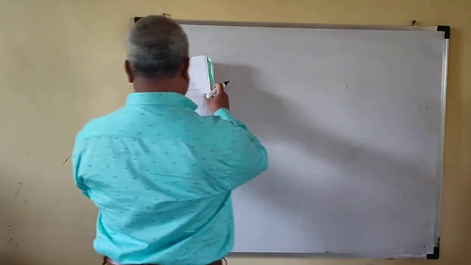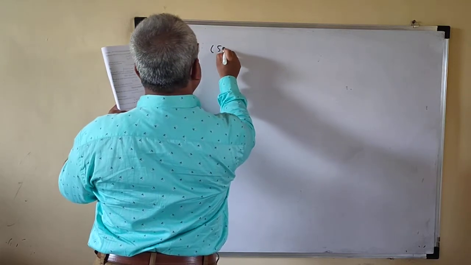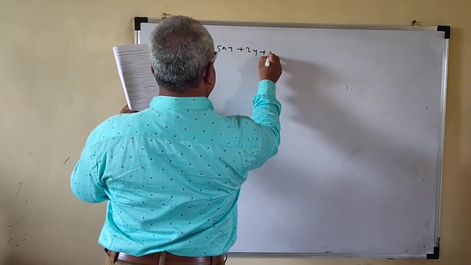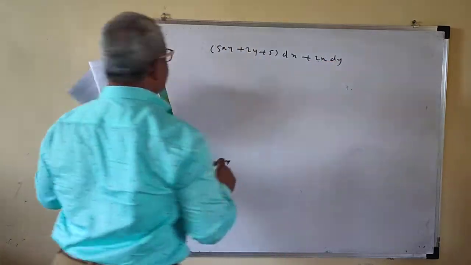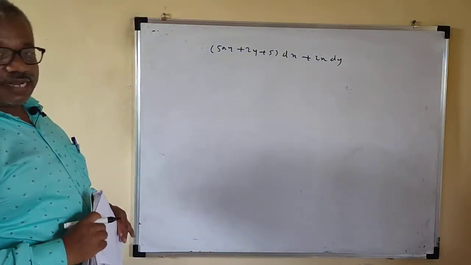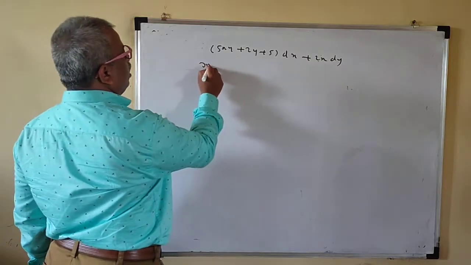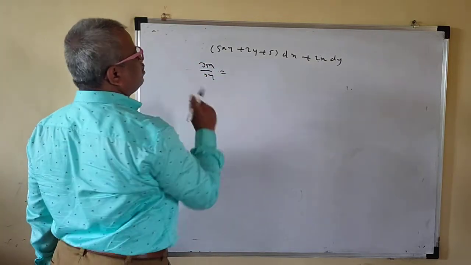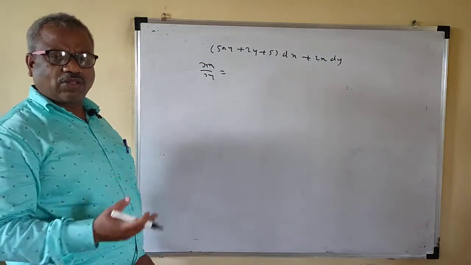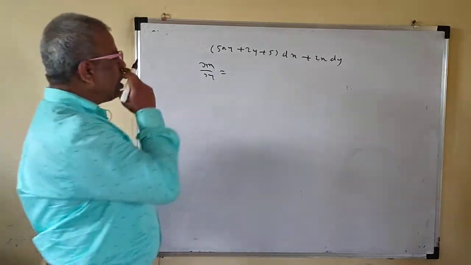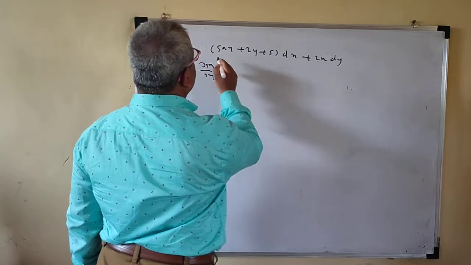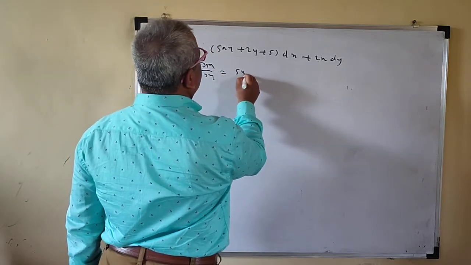Okay. So now suppose we have this equation: (5xy + 2y + 5) dx + 2x dy. Okay. We'll find the integrating factor now. What is your ∂M/∂y? We'll try this, whether this is applicable or not, that we'll see. Here both the rules are not applicable. In the last, here ∂M/∂y is 5x plus 2.